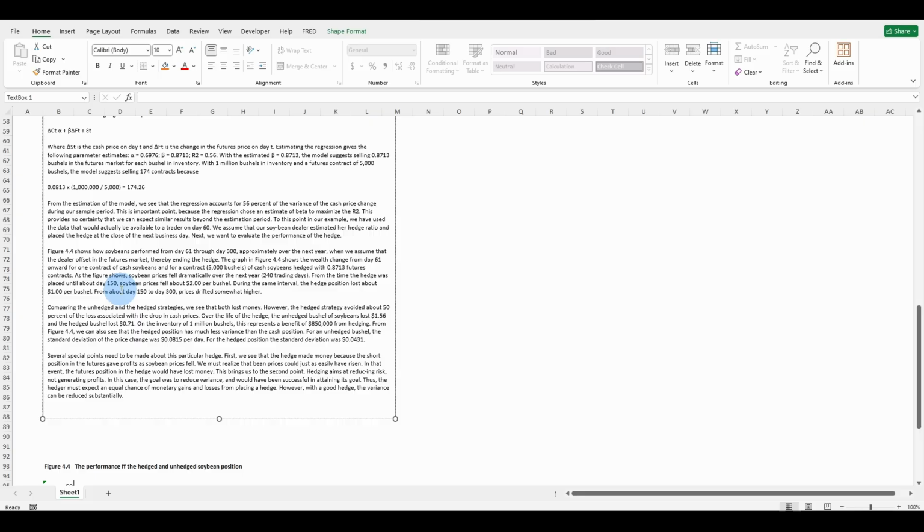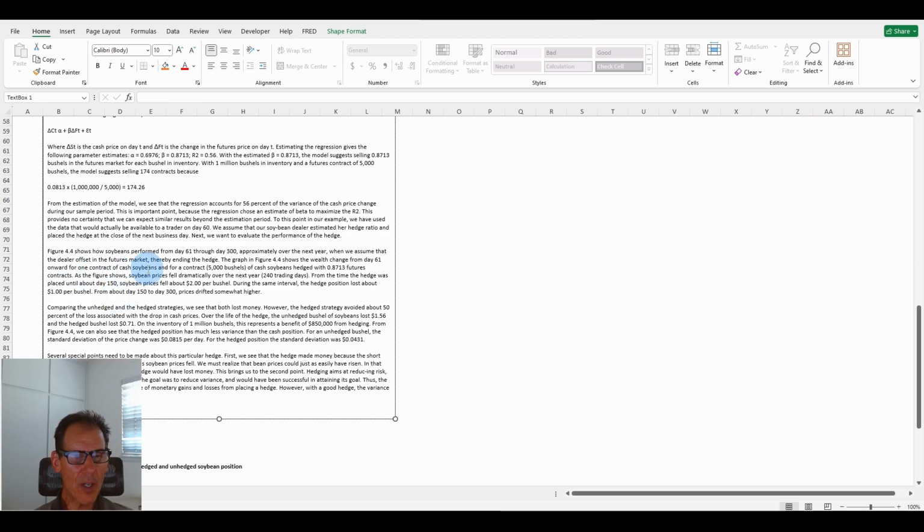The graph in 4.4 shows the wealth change from day 61 onward for one contract, 5,000 bushels, of cash soybeans unhedged, and for a contract of cash soybeans hedged at 0.8713. As the figure shows, soybean prices fell dramatically over the next year. From the time the hedge was placed until about day 150, soybean prices fell about $2 per bushel. During the same interval, the hedge position lost about $1 per bushel. From about day 150 to 300, price drifted somewhat higher.